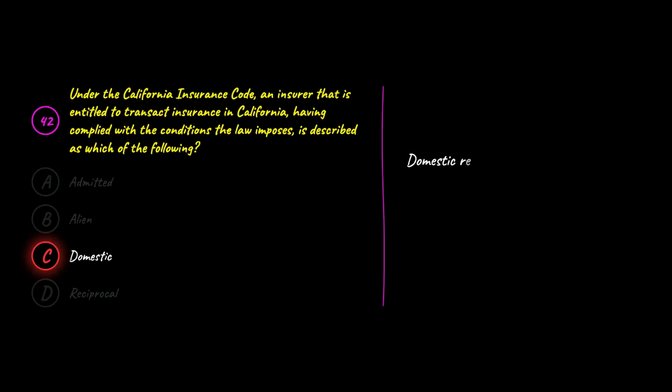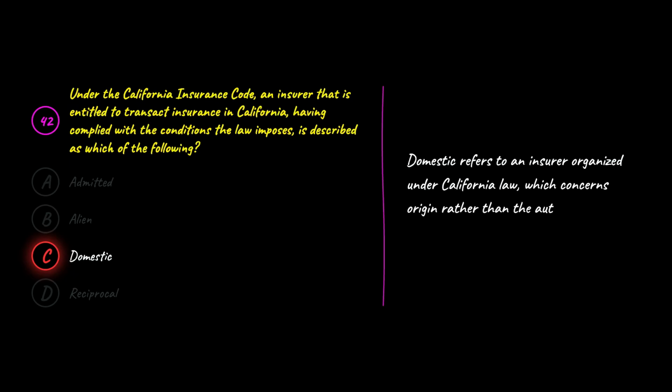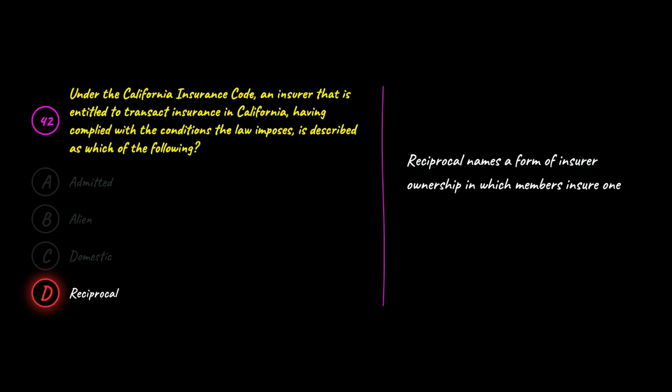C is wrong because domestic refers to an insurer organized under California law, which concerns origin rather than the authority to transact business. D is wrong because reciprocal names a form of insurer ownership in which members insure one another, not the status of being authorized to transact.